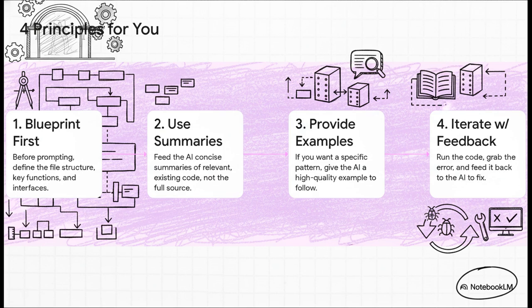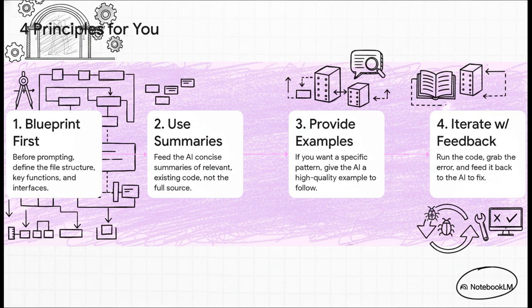Number 1, blueprint first. Before you even think about writing a prompt, sketch out the file structure and the key functions. Give the AI a plan. Number 2, use summaries. Don't just paste a 1,000-line file for context. Write a 5-line summary of what it does and what it exports. Way more effective. 3, provide examples. Don't ask the AI to invent a new way to handle logging. Give it a good example from your existing codebase and tell it to follow that pattern.